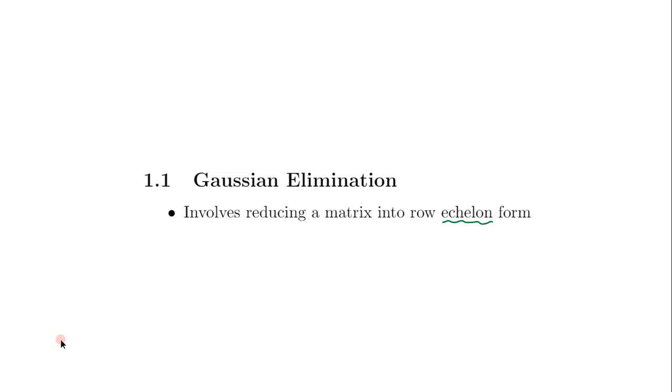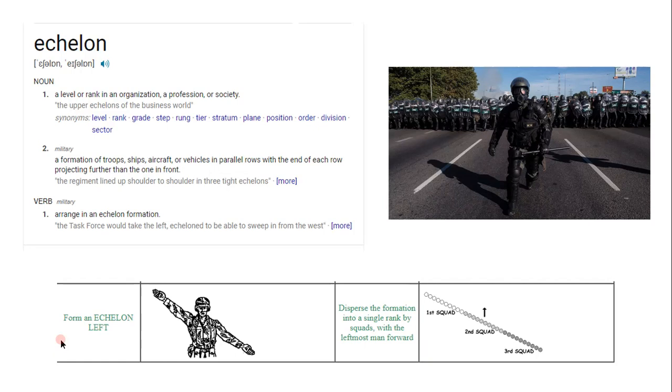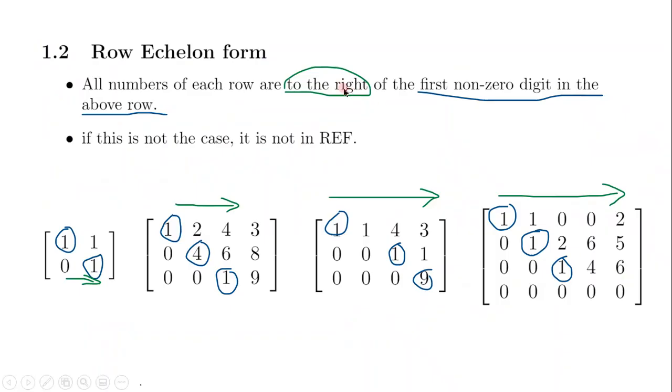All it is, is reducing a matrix into row echelon form. Now, echelon is actually a signal in crowd control, where the squad gets into a diagonal form. And that's exactly what happens in REF. All numbers of each row are to the right of the first non-zero digit in the row above. So this is the first non-zero digit, and in the row below it, the digit is to the right of it. So this is in REF. Same goes here and here.